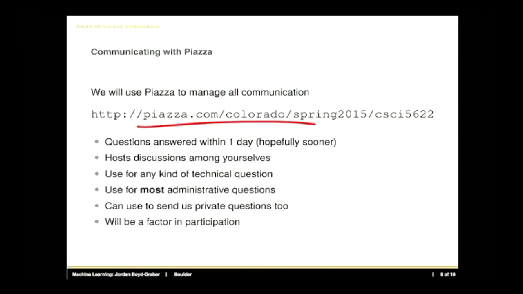However, think carefully before you ask a private question. Many questions in the past actually benefit the entire class or could be answered by other people in the class. So basically, as long as it isn't giving away an answer or asking something that's very specific to you, most questions should be public because other people can benefit from the answer, and also maybe someone else can answer the question better or faster than I can.